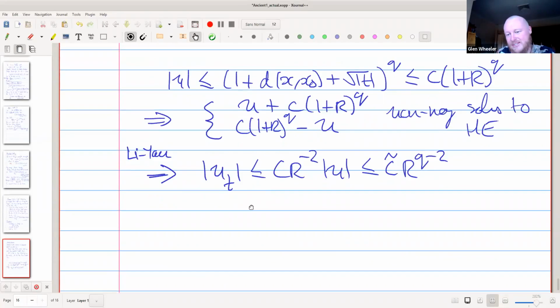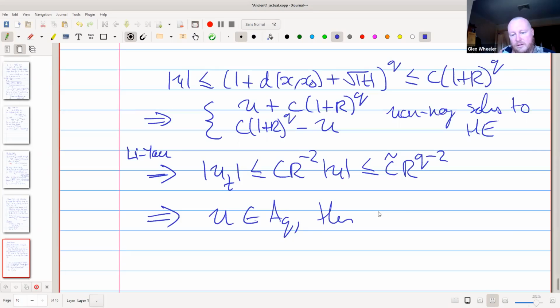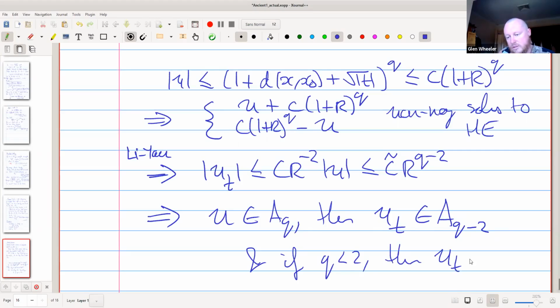So now Li-Yau implies this, okay, and now we can say what I was trying to say before, which is that if u is in A_q, then u_t is automatically in A_q already because it satisfies the same PDE, but now it's in A_(q minus 2), and if q is less than 2, then u_t is just 0.